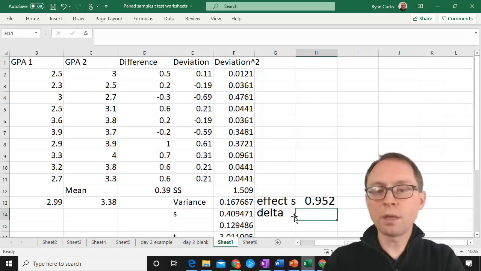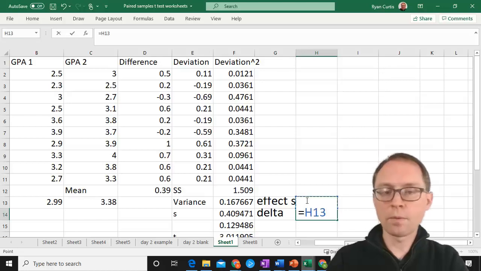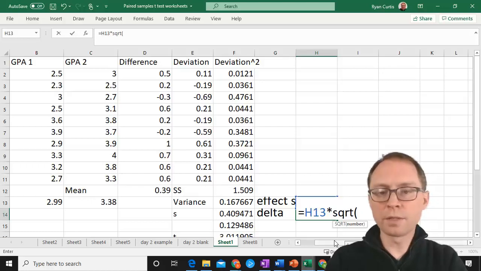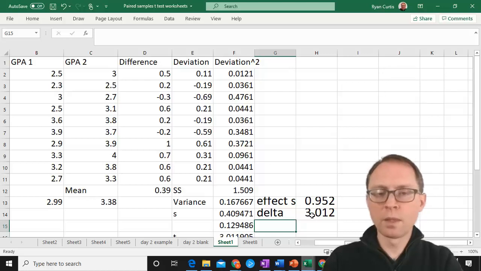Then we need to find delta. Delta is going to be this effect size, right? This effect size times the square root of n. In this case, n is the number of differences that I have. I have 10 people, that means I have 10 differences. 3.012.